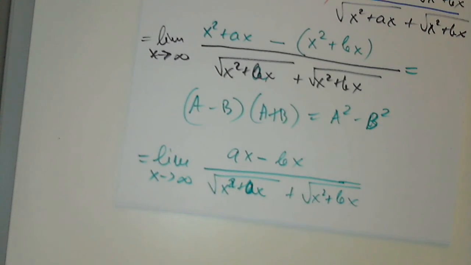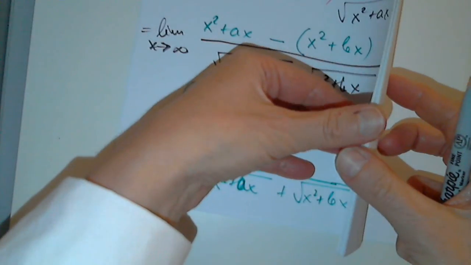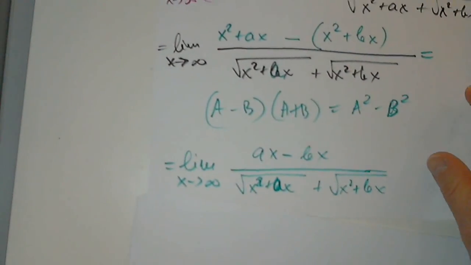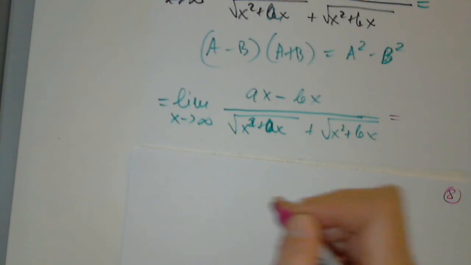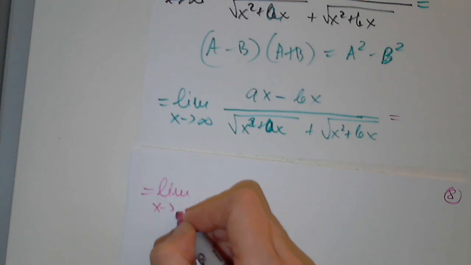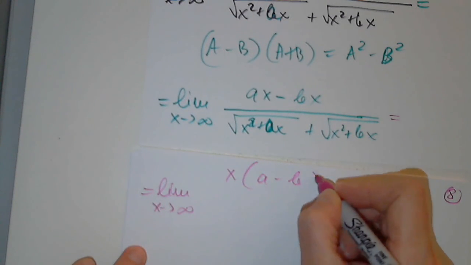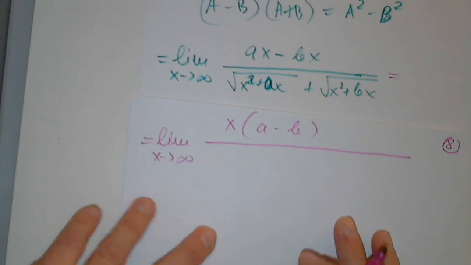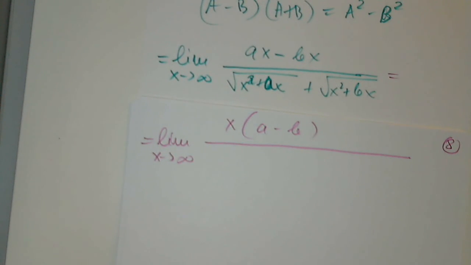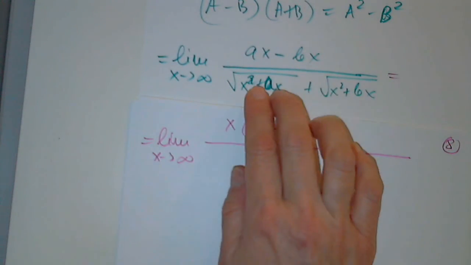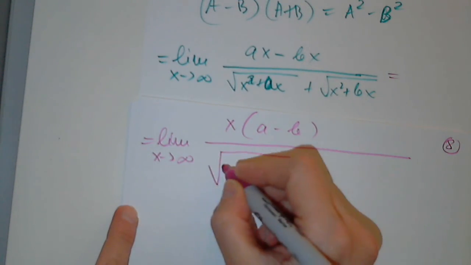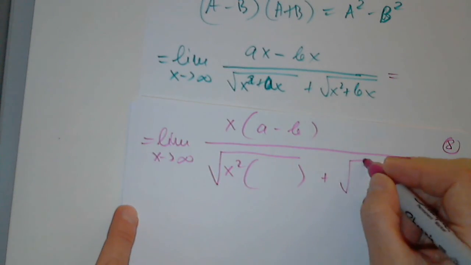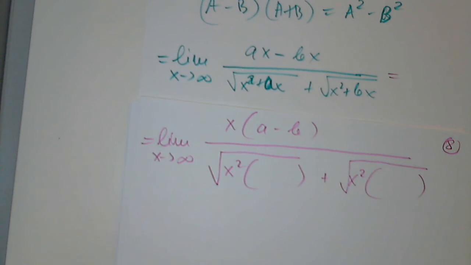The next step, we are going to factor out. What am I going to factor out in the numerator? Yes, of course, x, and I have a minus b. And now it has to wait. Now, do not look at the square root, but just look at the binomial or polynomial under the square root. What is its degree? 2. So I would factor out x squared. In the same way, I would factor out x squared for the second one.